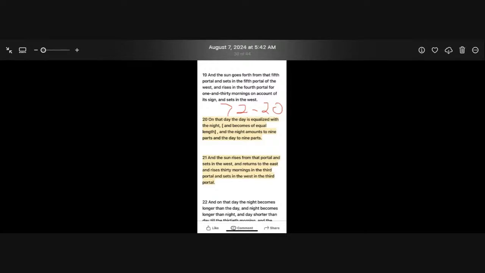This, you'll find in Enoch 72:20. And on the day that is equalized with the night. That does not happen on the equinox. You can go into time and date right now and look at the equinox. There are not 12 hours a day and 12 hours at night. It just doesn't happen. And so 72:20 is where you'll find it on the day that is equalized.